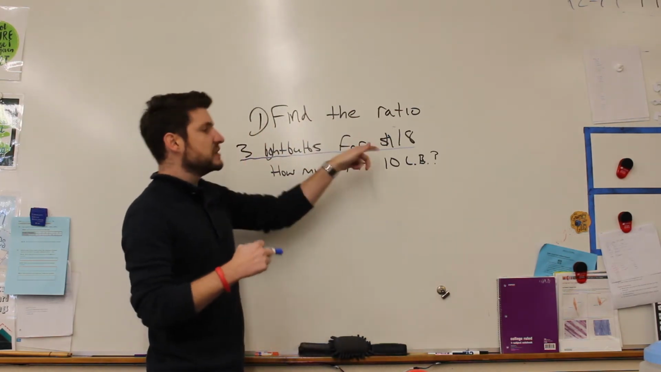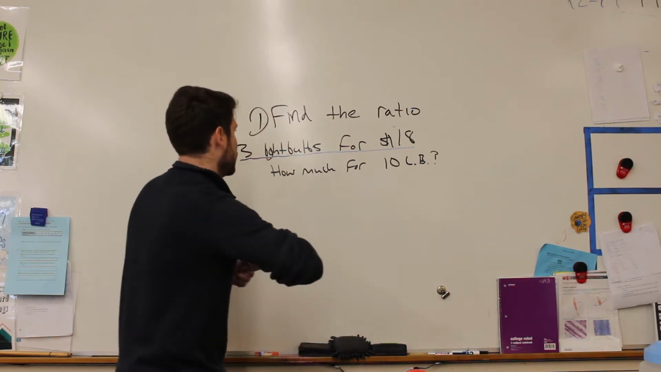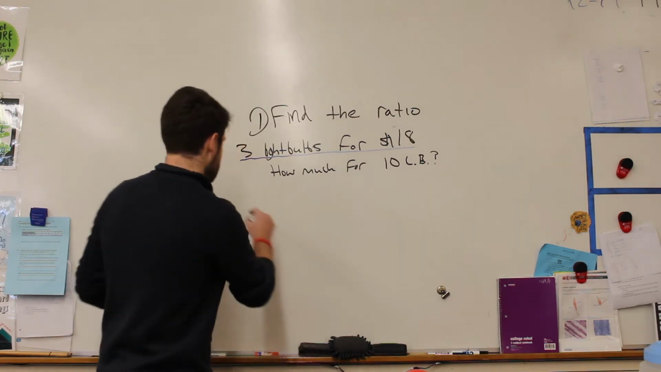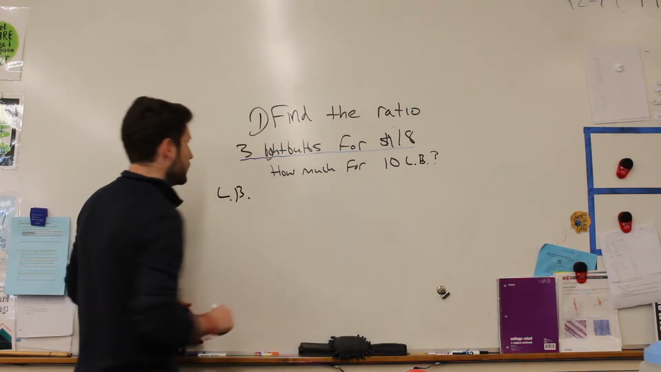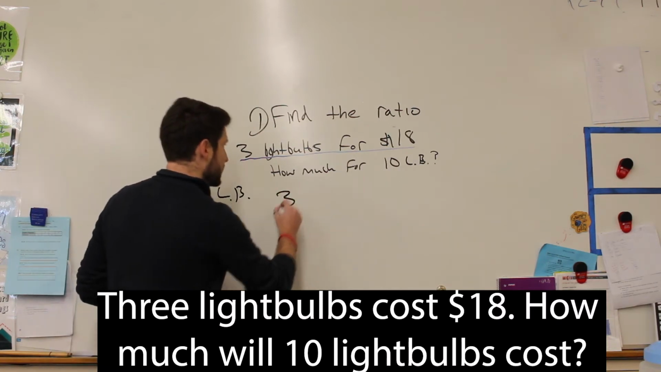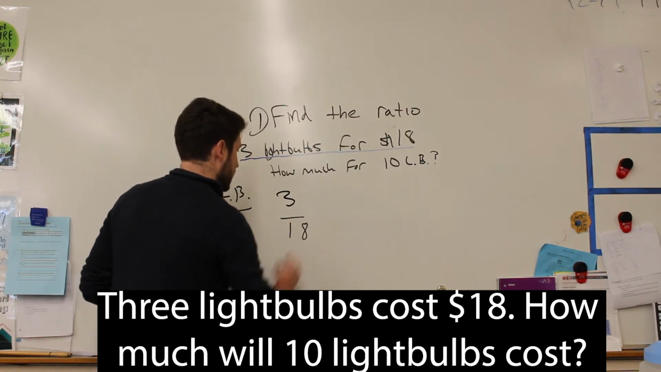You identified that it's 3 light bulbs for $18. So we're going to write it as a ratio. We're going to say light bulbs, $18. Let's put light bulbs on top, just to make things easy. 3 light bulbs for $18, okay? So 3, money goes on bottom, for 18.